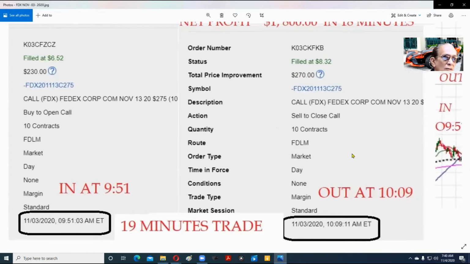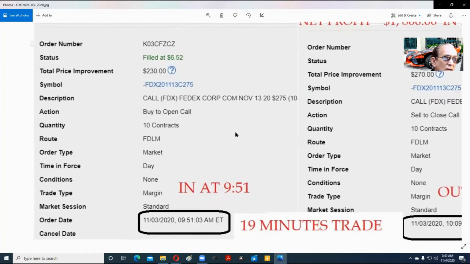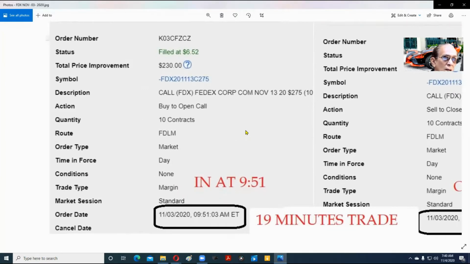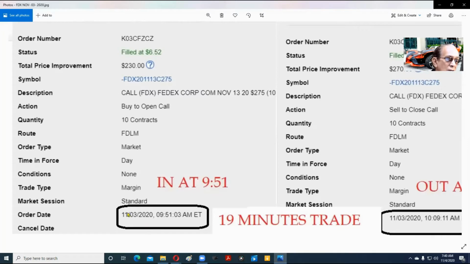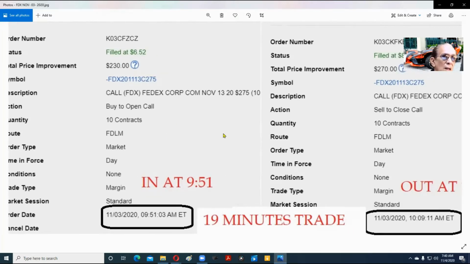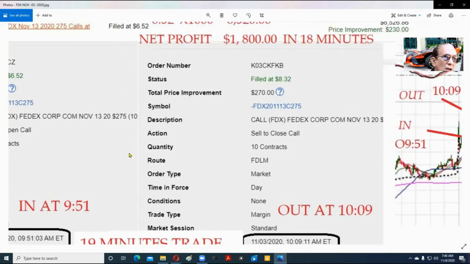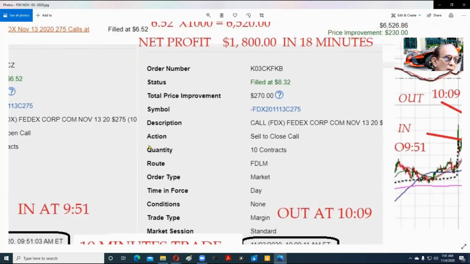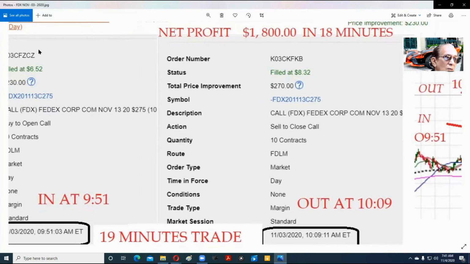So we enter right here at 9:51. This is the actual ticket from the broker, and you can see the stamp of the clock, order date 9:51:03. So that was about 9:51. We bought 10 contracts of FedEx, and with those 10 contracts, we move in. And 19 minutes later, we exit out. We bought it at 6:52, and we sold at 8:32. So we have a little gain there.